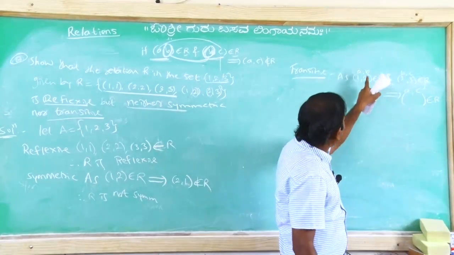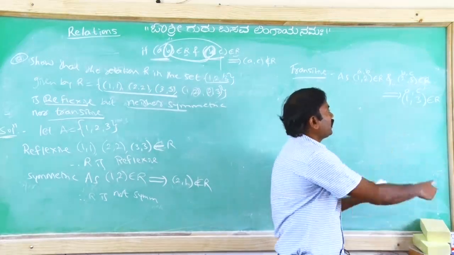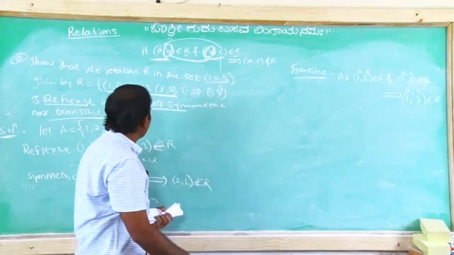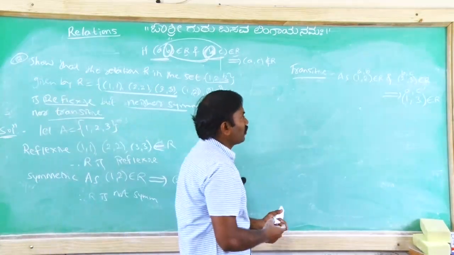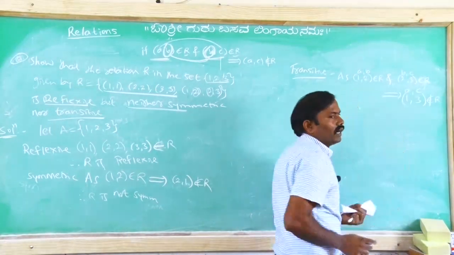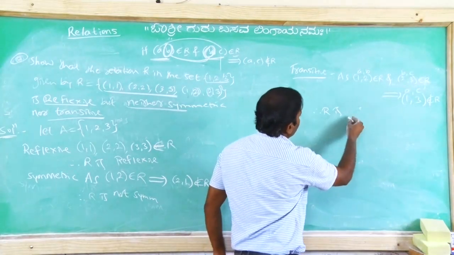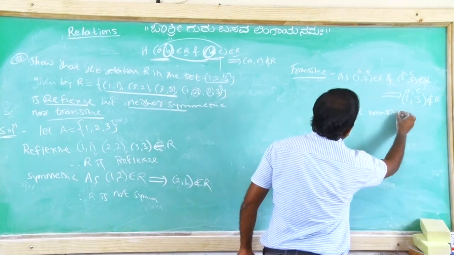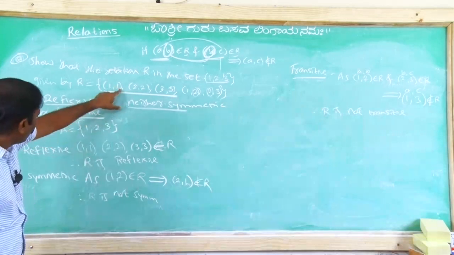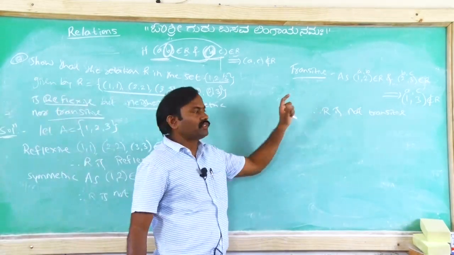What is (a, c)? a is 1 and c is 3, so (1, 3). The ordered pair (1, 3) does not lie in the relation. So this ordered pair (1, 3) is not in R, which means the relation is not transitive. Therefore, R is not transitive. The relation is neither symmetric nor transitive.